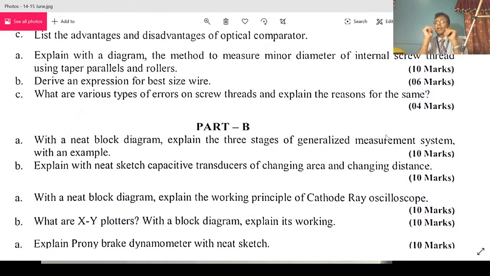Next, explain with neat sketch capacitive transducer of changing area and changing distance. Each of them will carry 5 marks. One is changing area type, another is changing distance type. You need to write the equation for capacitance. It depends on 3 factors: area, cross section, diameter d, and the distance between the plates. You mention these, and the 2 values that are changed here: one is area of the plate, another is changing distance. I think I have discussed this in the class. You can go through that and write down those 2 transducers.